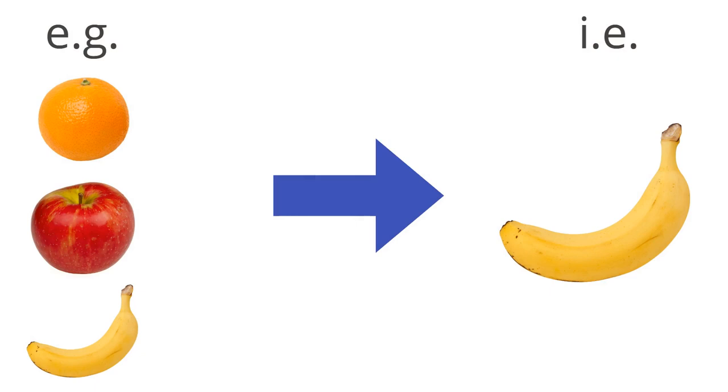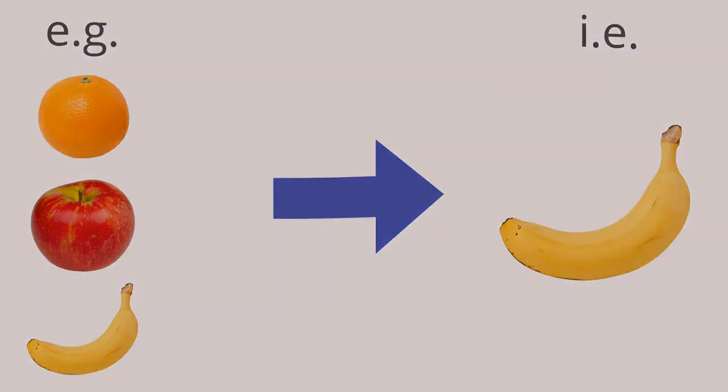What you may notice is that their purpose is almost opposite. E.g. stands to open up more options, while i.e. narrows things down to one. How to use e.g. and i.e.